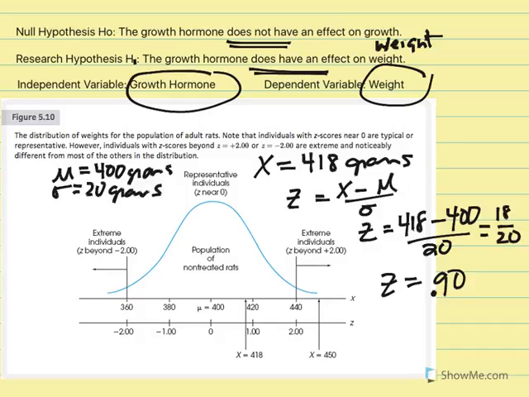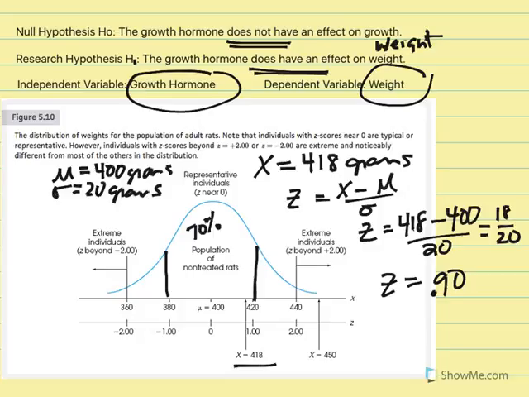So in other words, an x value of 418 is 0.9 standard deviation units above the mean. It's a little less than one standard deviation unit. Again, I indicated that this area constitutes 70% of adult rats' weight, so it's within that common range. We would consider this to be not very noticeably different, that it's still within that range of being represented by this average weight of 400.